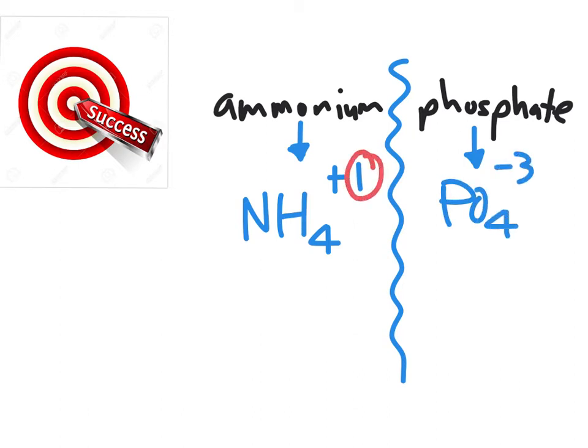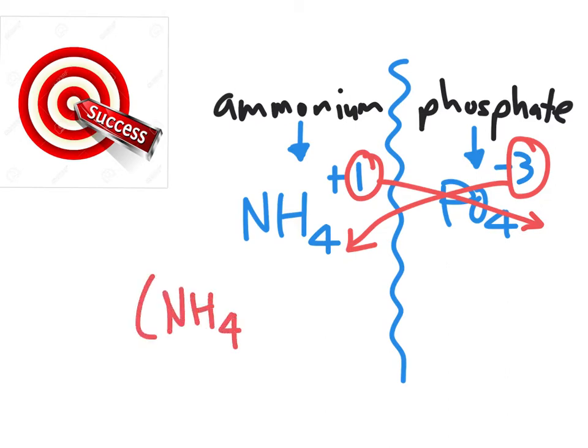Then we're going to circle the numbers, not the signs, just the numbers. And then we're going to bring them down like this. And because we're going to end up having 3 ammoniums, we're going to need parentheses around that. But because it's only one of the phosphate, we don't need parentheses around the phosphate. In fact, it's wrong if we put parentheses around the phosphate. So our final answer is going to look like this.